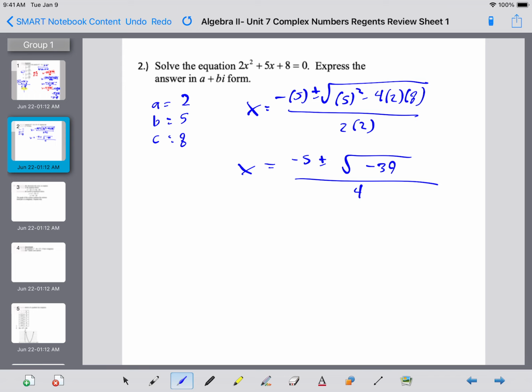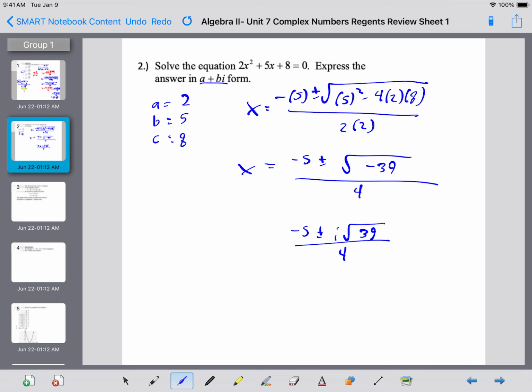I'm checking the factors of 39. 1 and 39, 3 and 13, and that's it. So no perfect squares. So the last step, just pull out your i. Right? The square root of negative 1 is i.